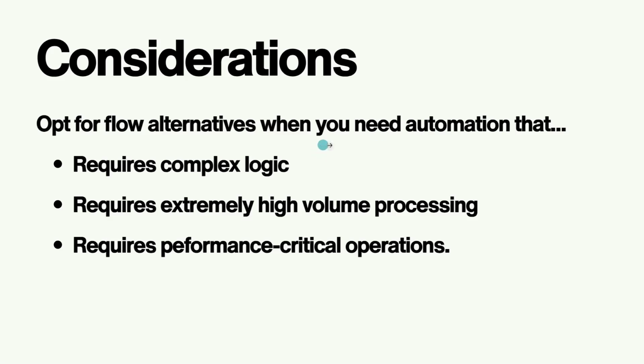You should opt for flow alternatives when you need automation that requires complex logic. So say you need automation that requires too many conditions or calculations, Apex might be better at handling that more cleanly than flow. If you need automation that requires extremely high volume processing, say you need to process millions of records, flow will hit limits whereas Apex can scale. Or if you need automation that requires performance-critical operations, if there's an operation that you have that must run instantly without slowing users down, Apex provides faster and more efficient execution than flows.